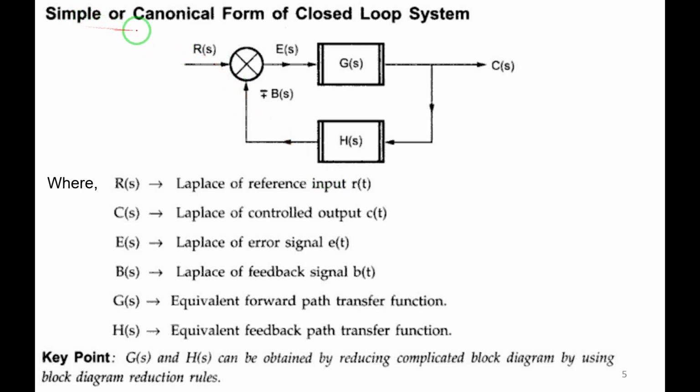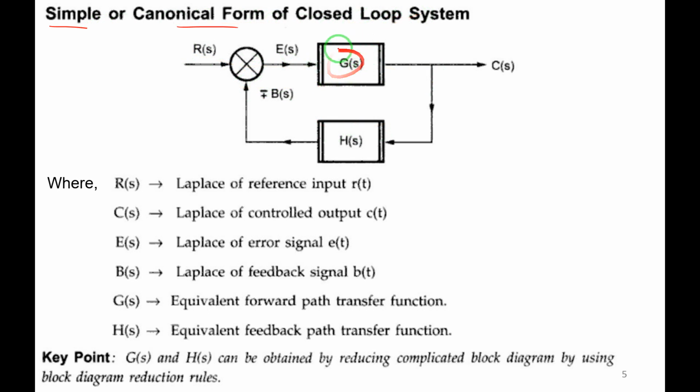Okay, next we will see the simple closed loop system. We can also call it the canonical form of the closed loop system. We know how to represent the closed loop system. In the first chapter we studied open loop and closed loop systems. So the same block diagram has been drawn here. So simple closed loop system.